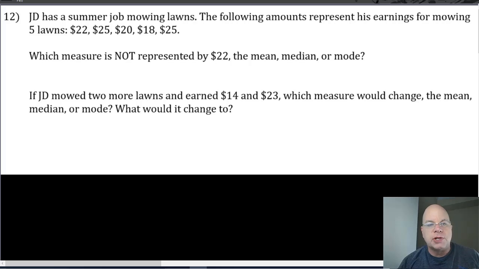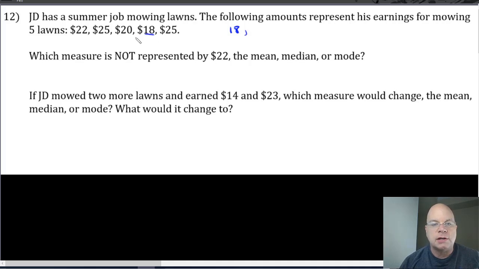Problem number 12. JD has a summer job mowing lawns. The following amounts represent his earnings for mowing 5 lawns: $22, $25, $20, $18, and $25. We should first put those dollar amounts in order from least to greatest.